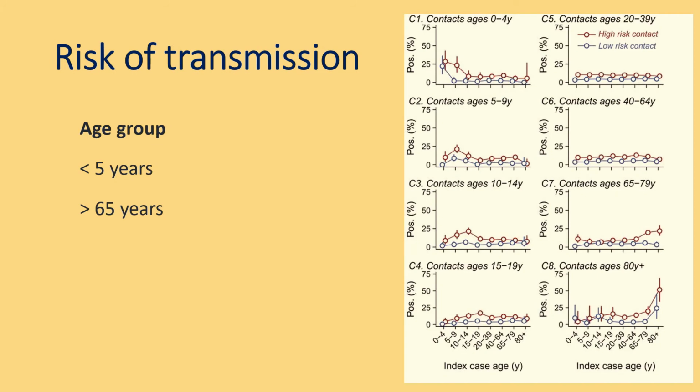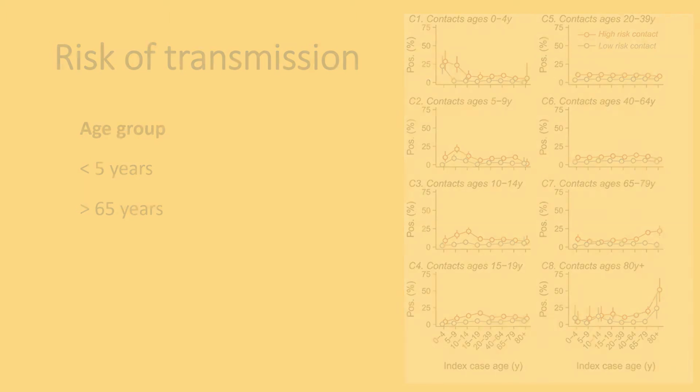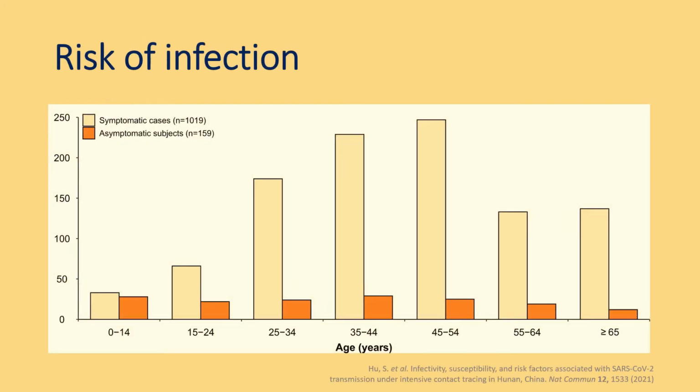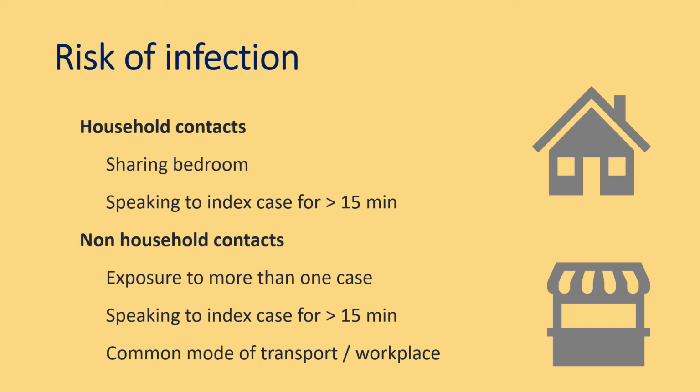It has also been found that extremes of ages, that is age less than 5 years and more than 65 years, have a high chance of acquiring infection from an index case. Children and adolescents have a higher proportion of asymptomatic infection when compared to adults. Household contacts who share a bedroom and speak to the index case for more than 15 minutes, and non-household contacts who use common modes of transport or workplace, are prone to infection.